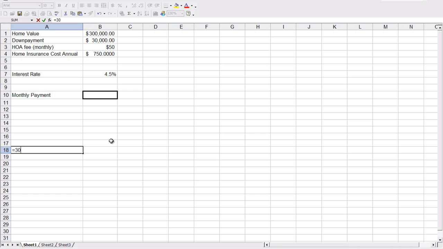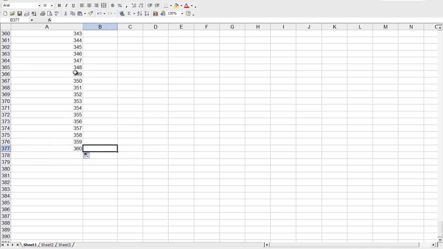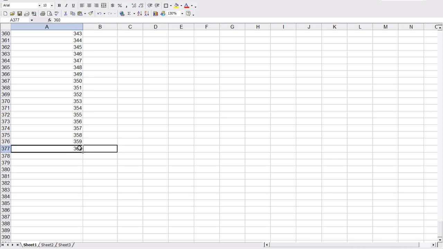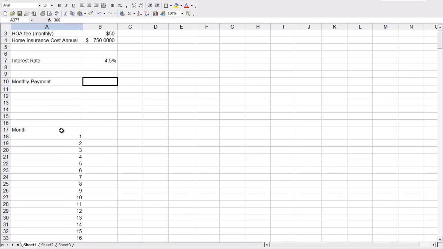So 30 times 12 months is 360 months. So you're going to have to go month 1, 2, 3, and then this should equal $0 at the very last payment, because at the last payment you have finally paid your house off. So what you do is, the first column is which month you're paying off, and the second column is how much you owe.